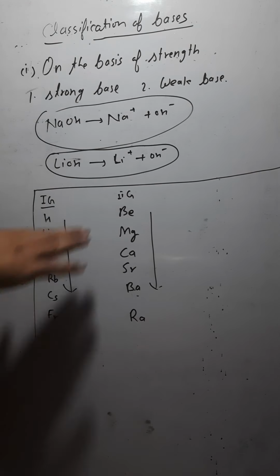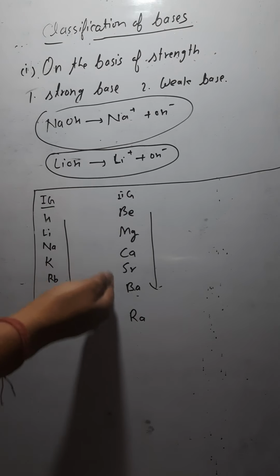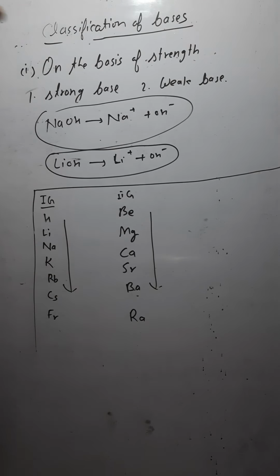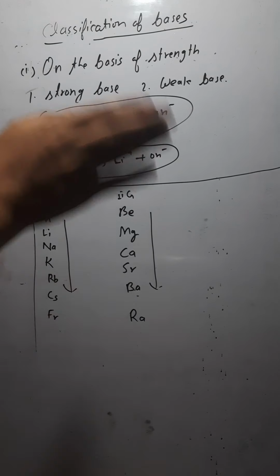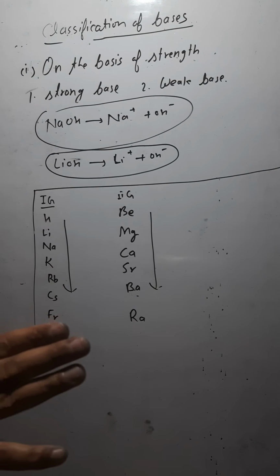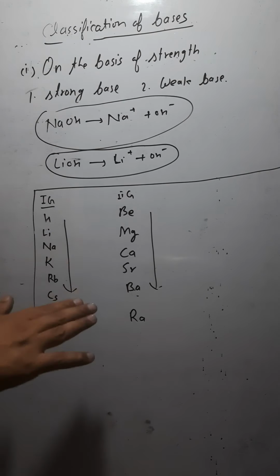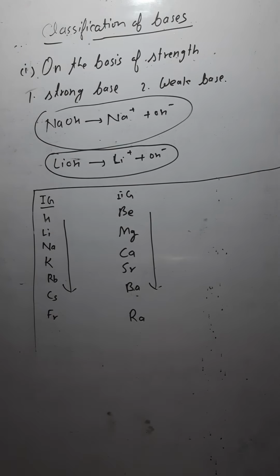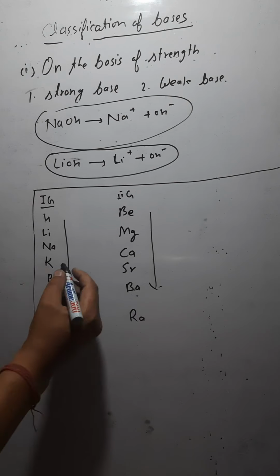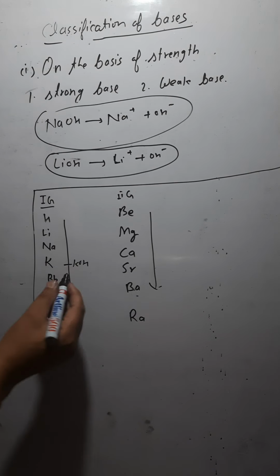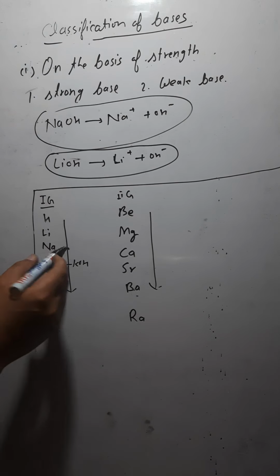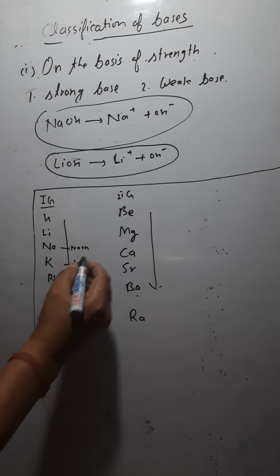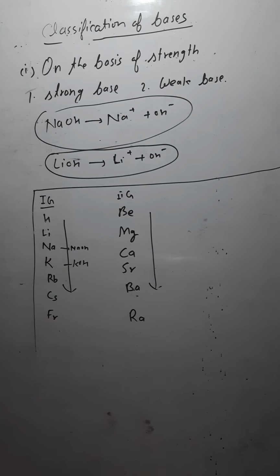Are you getting it or not? So if you are going down the group, the bases formed by these elements would be stronger than the previous one. Are you getting it or not? Very good. Like the base formed by potassium, that is KOH, would be stronger than the base formed by sodium, that is NaOH. So if you go down the group, the basicity increases.